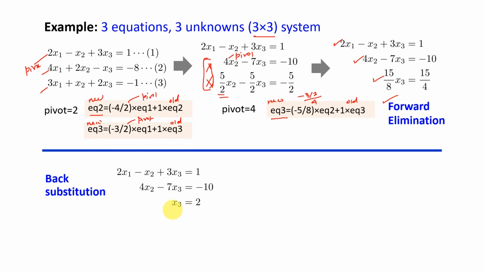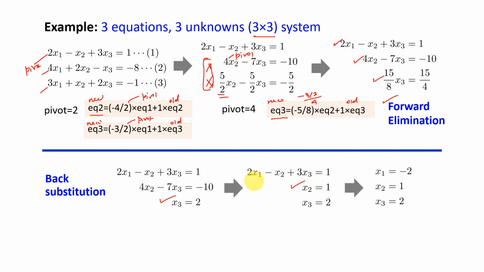In back substitution, I first calculate x3 from equation 3, because equation 3 only has one unknown. Then I go to equation 2. In equation 2, I have x2 and x3, but now I know x3, so I can calculate x2 from equation 2. And now I can go to equation 1 and calculate x1. Equation 1 of course has x1, x2 and x3, but x2 and x3 I already know from here. So I can calculate x1 from equation 1.